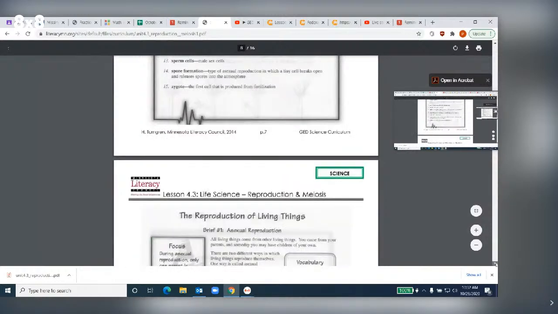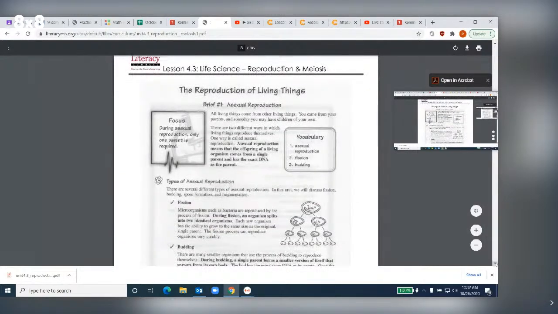So the first thing we're going to look at is asexual reproduction. And it says focus. During asexual reproduction, only one parent is required. So it says all living things come from other living things. You came from your parents, and someday you may have children of your own. And there are two different ways in which living things reproduce themselves. One way is called asexual reproduction. And asexual reproduction means the offspring of a living organism come from a single parent and has the exact DNA as the parent.